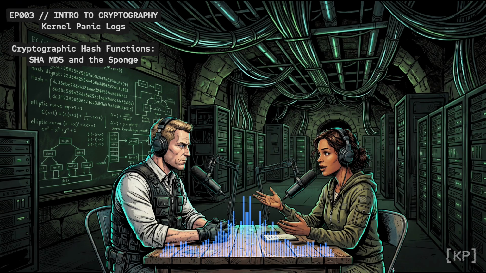Right. And in the digital world, every password database, every file you download, and every Git commit you make relies on an algorithm that does exactly that. We call it a cryptographic hash function. Yeah, and the funny thing is, most IT practitioners rely on these systems daily, but they just treat them as complete black boxes. Oh, totally. Data goes in, a random string of characters comes out, and nobody really asks what actually happened inside.